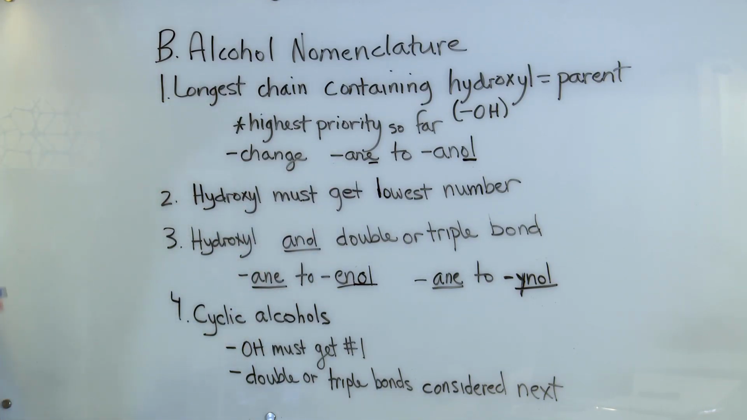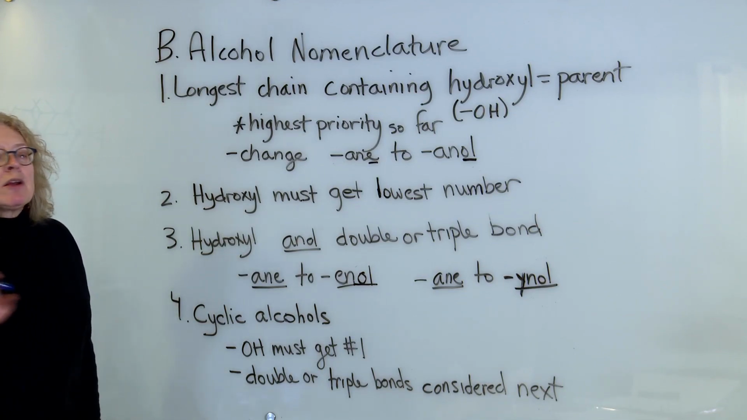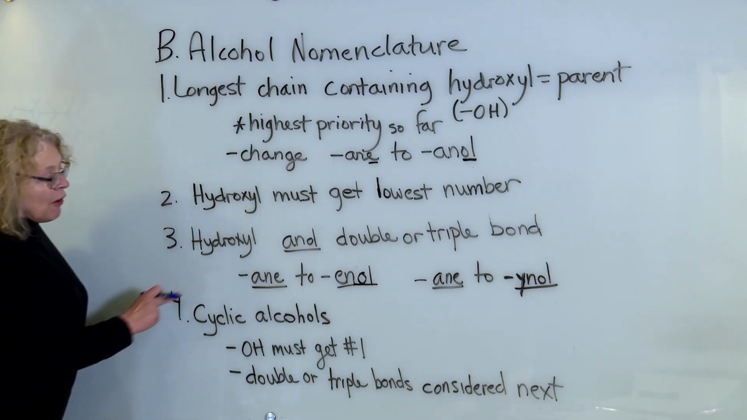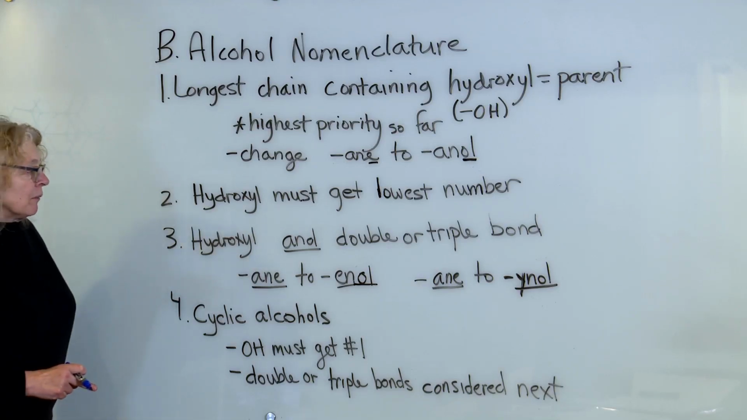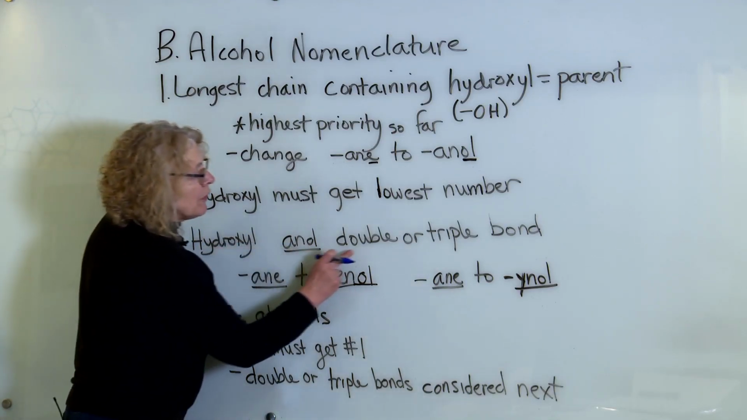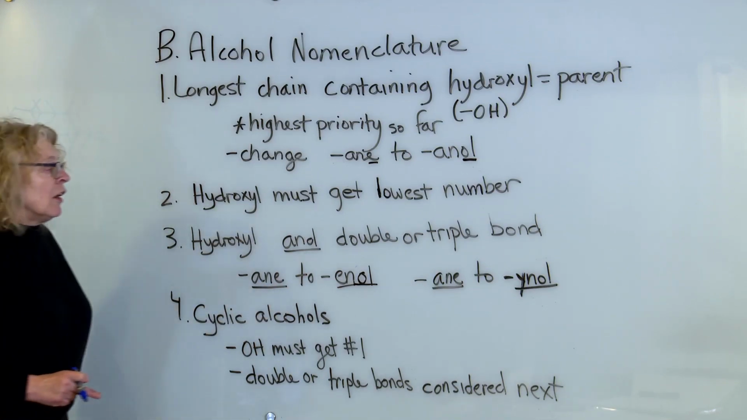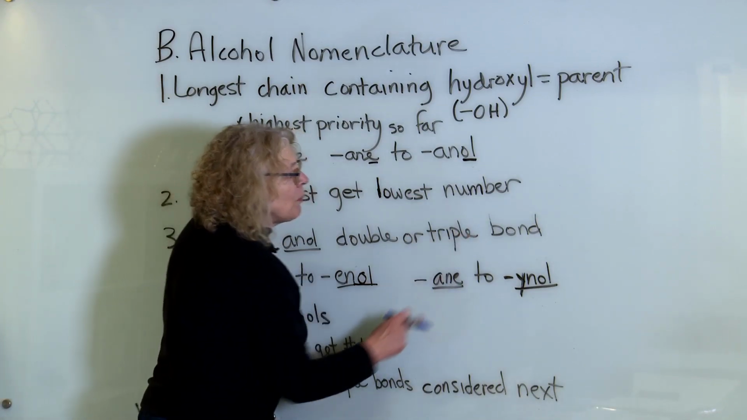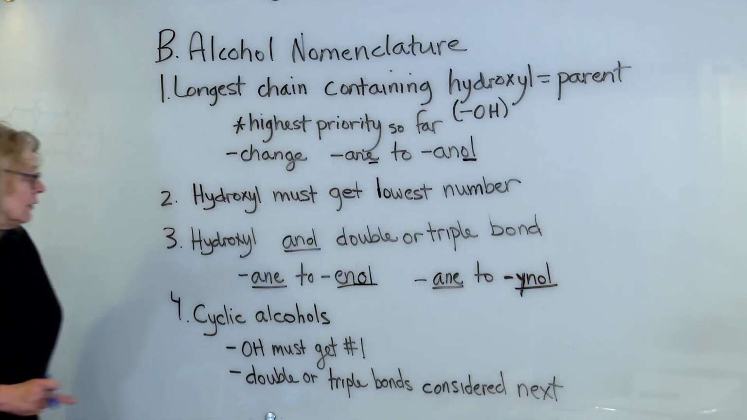So the hydroxyl must get the lowest number. So actually naming alcohols is very easy because you just focus on the numbering of the hydroxyl. It's also very common for the hydroxyl to occur with a double or triple bond. If you have a hydroxyl and a double bond, you change the ane ending of the parent alkane to enol. If instead you have a triple bond with your hydroxyl, you change the ending to ynol.